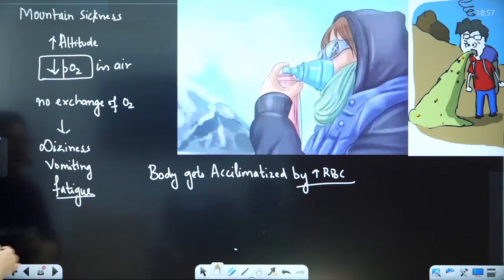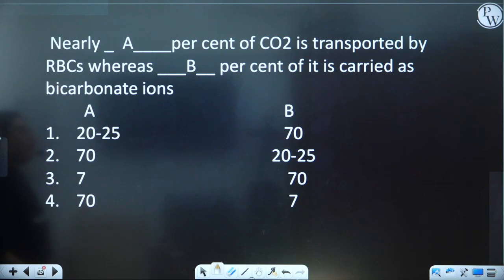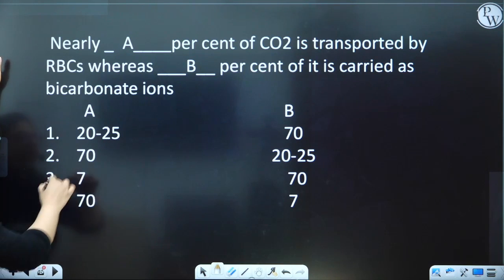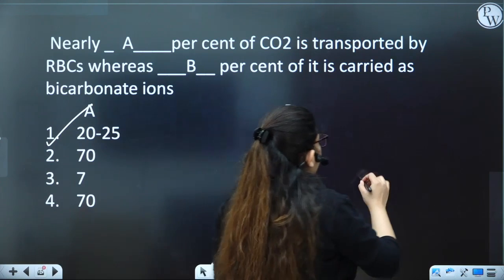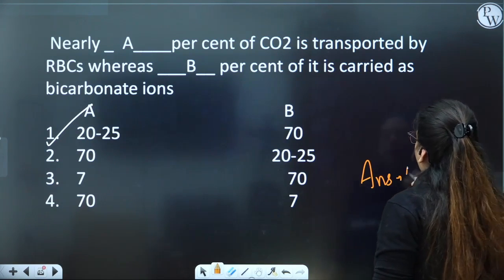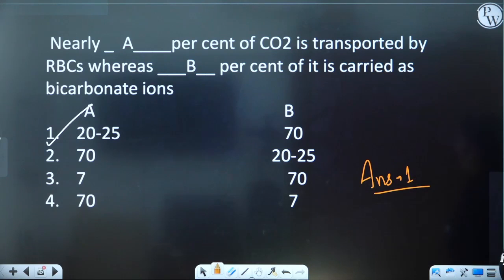All right. Next is questions. Nearly dash percent of CO2 is transported by RBC, whereas dash percent of it is carried as bicarbonate ion. So by RBC around 20 to 25% and bicarbonate ion 70%. So what will be the answer? Answer will be 1. Simple, straightforward question.